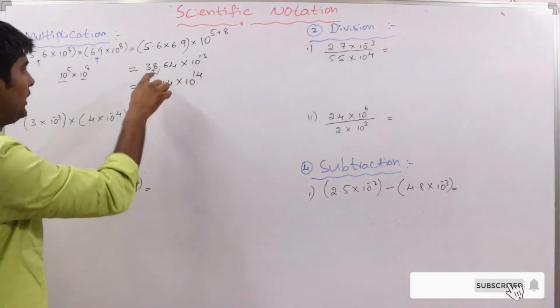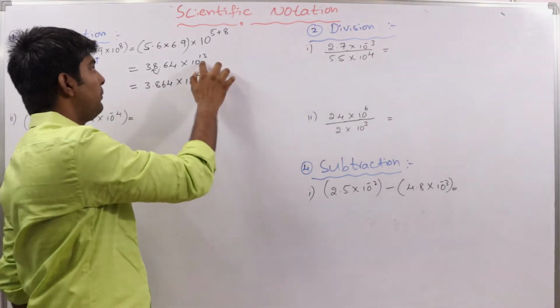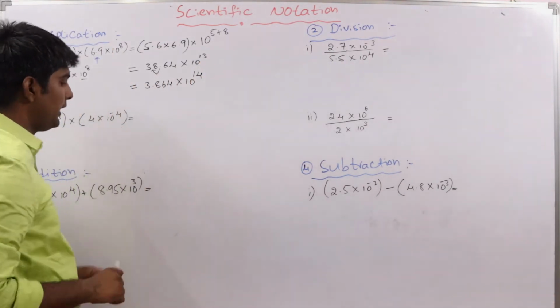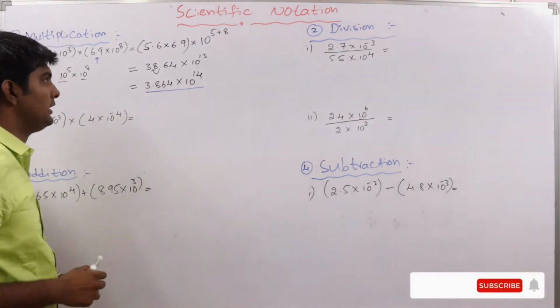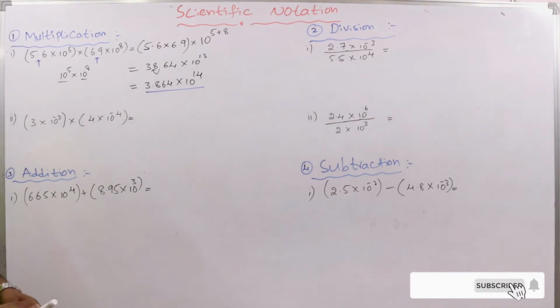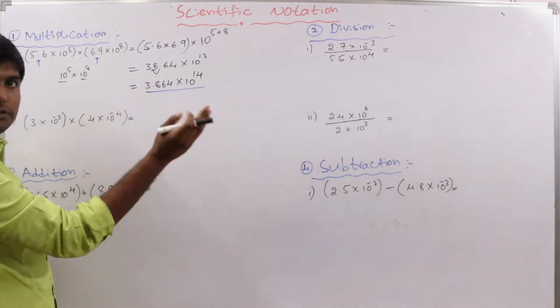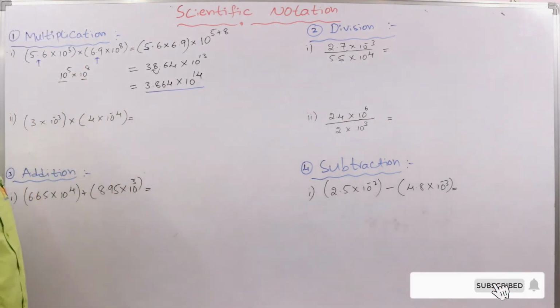Here the decimal is shifted one position to the left, so the power increases by 1 unit. So the final answer in scientific notation is 3.864 into 10 power 14. See, only one non-zero digit is to the left of the decimal point.